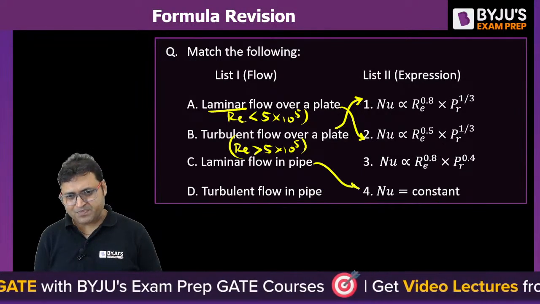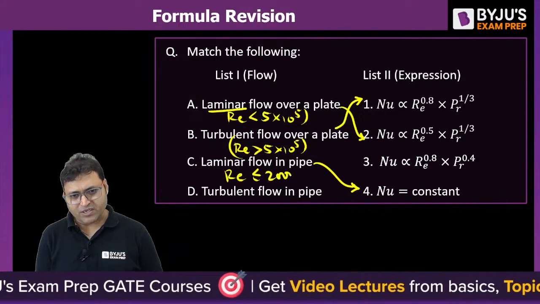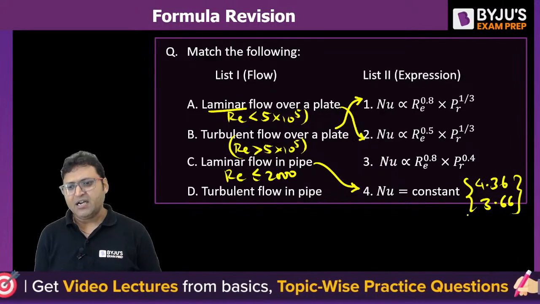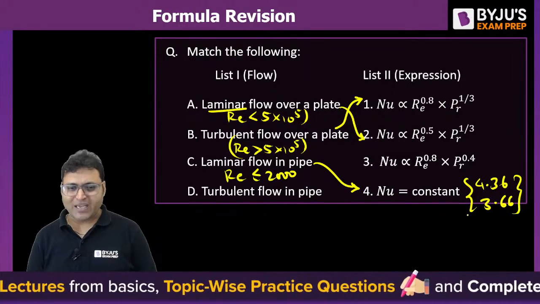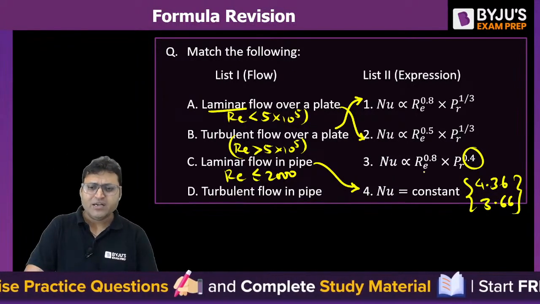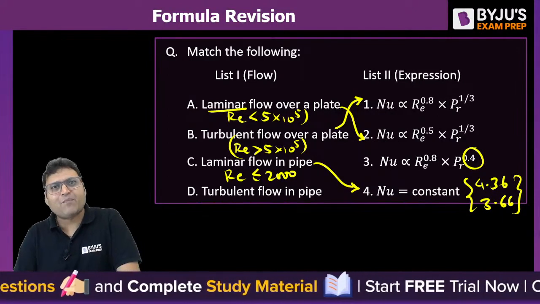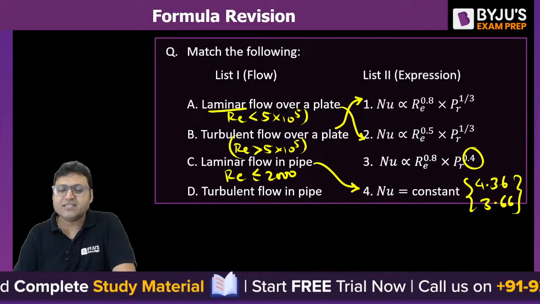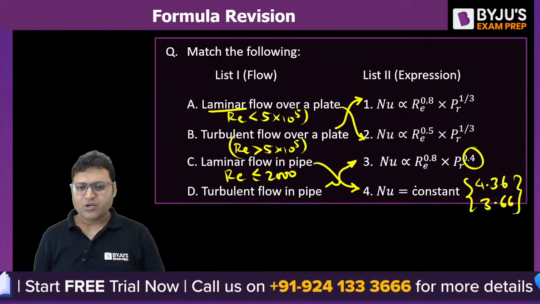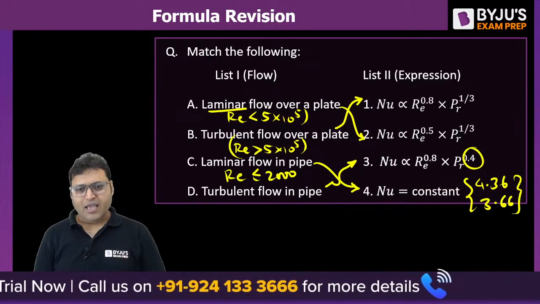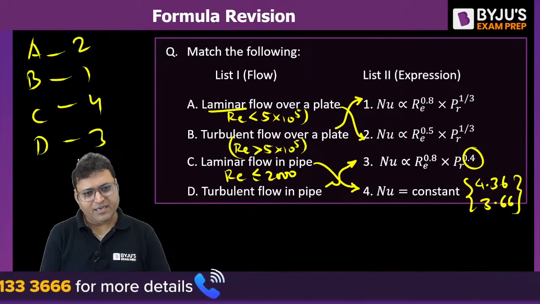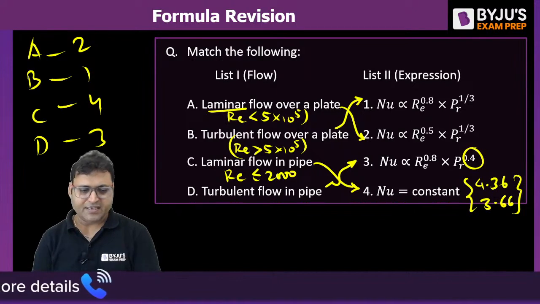Laminar flow in a pipe, when the Reynolds number is less than 2000, the Nusselt number is constant. The value can be 4.36 or 3.66 depending on the condition. If there is a turbulent flow in the pipe, we generally use 0.4. It can be 0.3 or 0.4 depending on whether the surface temperature is more than the fluid temperature or the fluid temperature is more than the surface temperature. So we can have this to be similar to 3. So A2, B1, C4, D3, isn't it? So these are the expressions.